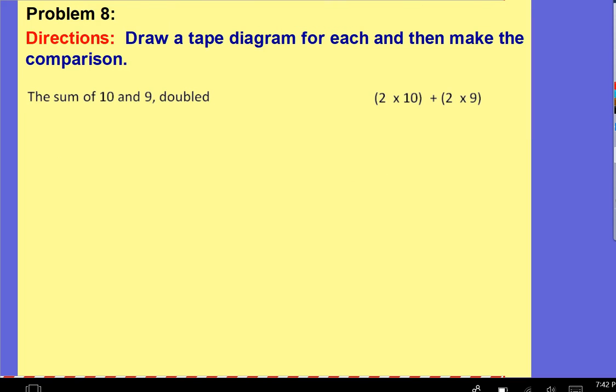This one also wants us to draw a tape diagram for each one and then make a comparison. Okay, let's start out by drawing a tape diagram to show the sum of 10 and 9 doubled. So I'm going to make this represent 10 plus 9. And then I'm going to double that. So I have 2 that are exactly the same, and they're exactly the same size. Here I'm making 2 copies of 10. And then 2 copies of 9.